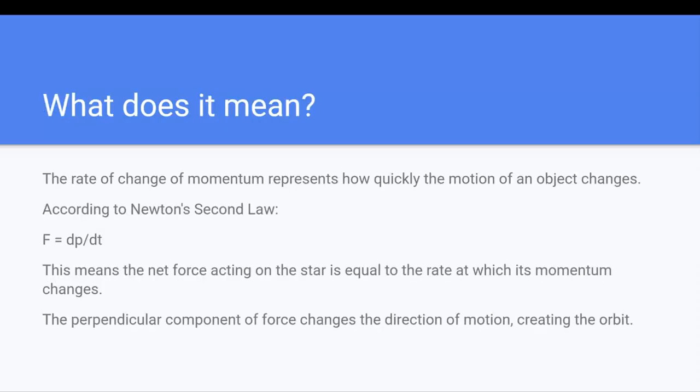The rate of change of momentum describes how quickly an object's motion changes. According to Newton's second law, this rate of change of momentum is equal to the net force acting on the object. This means we can determine the force on the star simply by measuring how its momentum changes during its orbit.